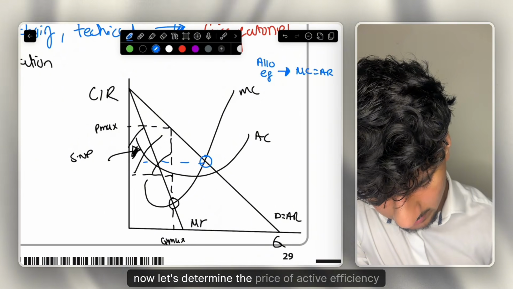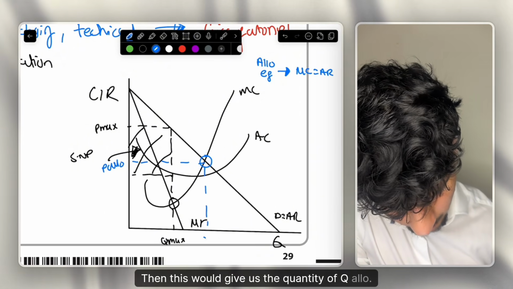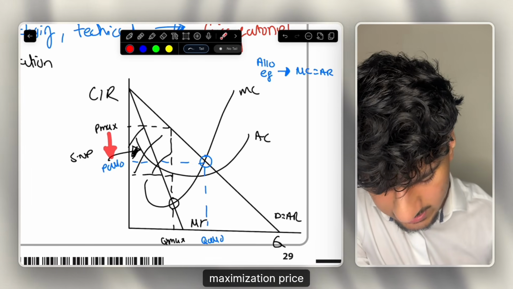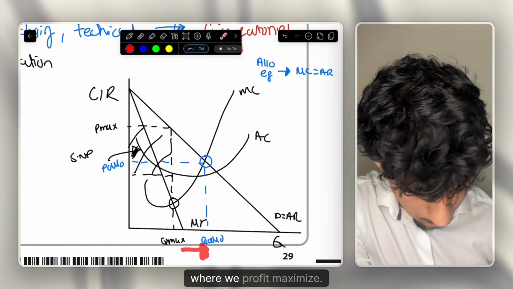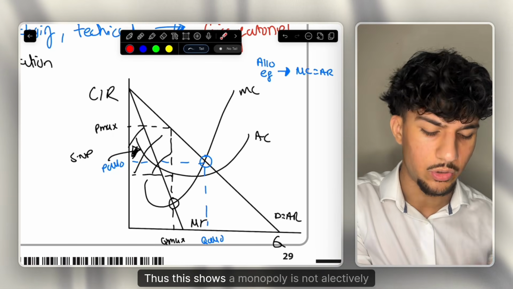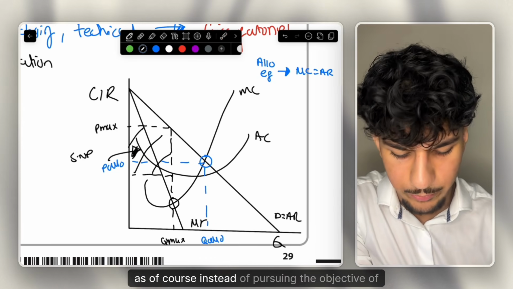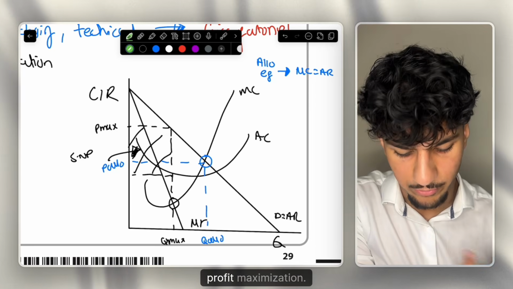Now let's determine the price of allocative efficiency, which is P allo, and this will give us a quantity of Q allo. This price is of course lower than the profit maximization price, and the quantity is higher than the quantity where we profit maximize. Thus, this shows a monopoly is not allocatively efficient, as instead of pursuing allocative efficiency, a monopoly pursues profit maximization.